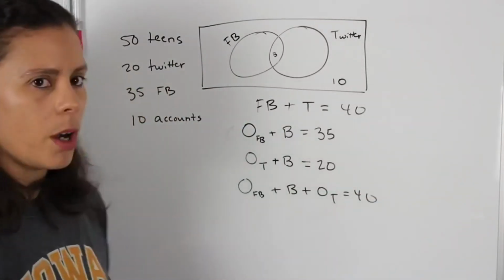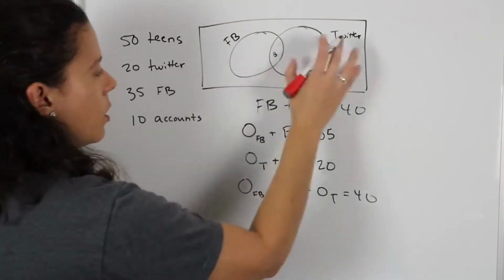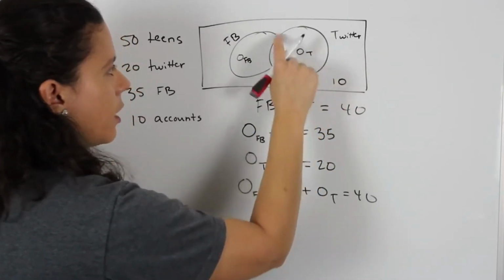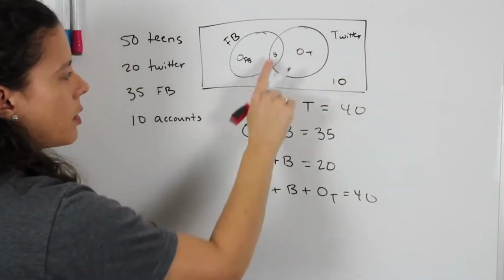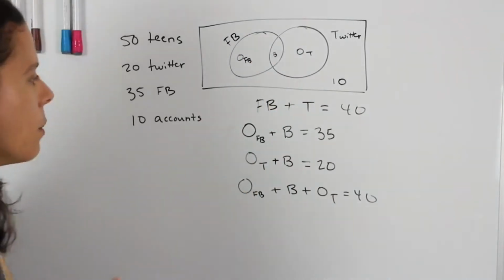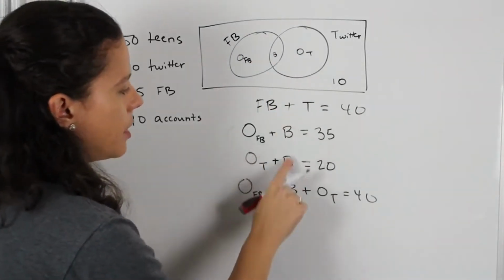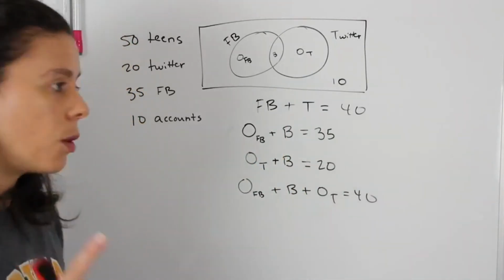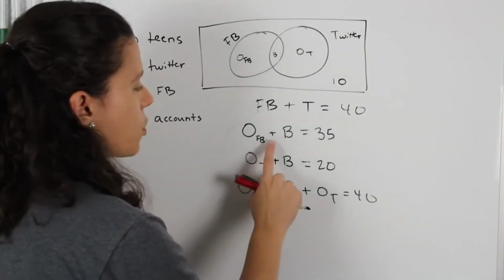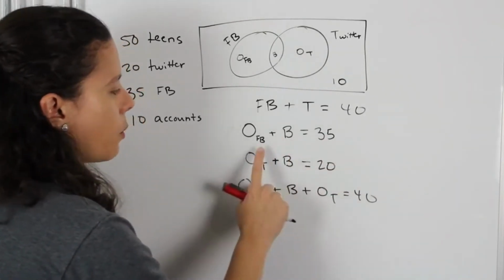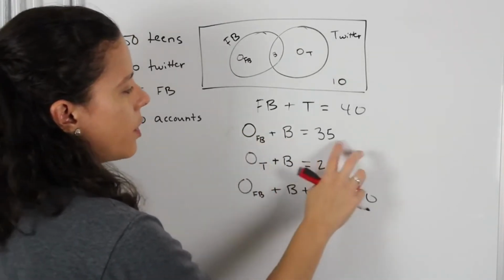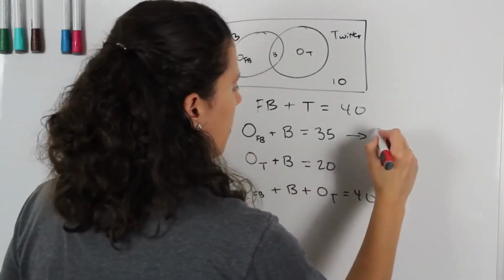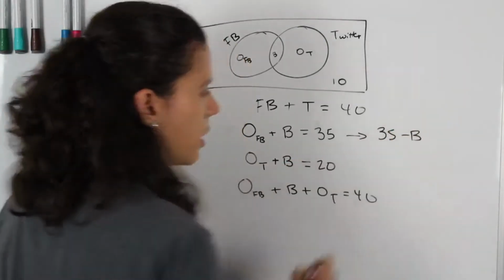I hope that makes sense so far. So we're basically breaking it into different sections. This is gonna be only Facebook. This is gonna be only Twitter, right? Here, the ones that have both. Because we have B's here, we can rewrite everything as just one variable. What we're going to do is subtract the B on both sides so that we can rewrite only Facebook as 35 minus B, right? Because if we subtract B on both sides, we get 35 minus B here.